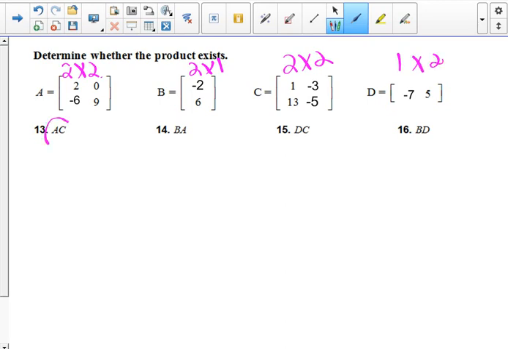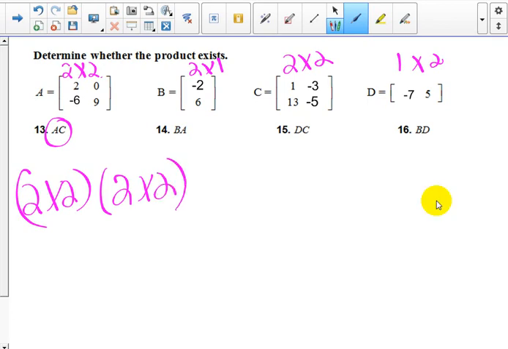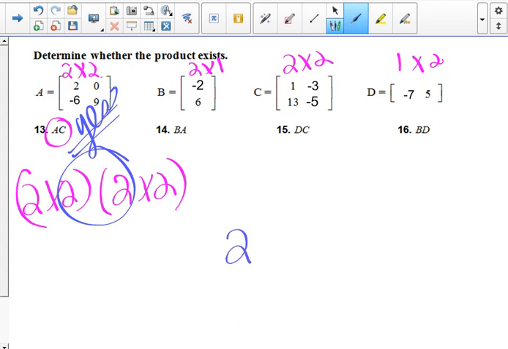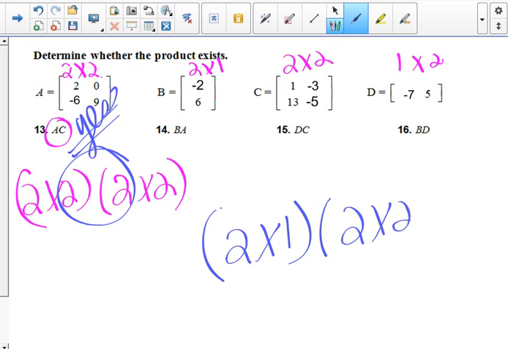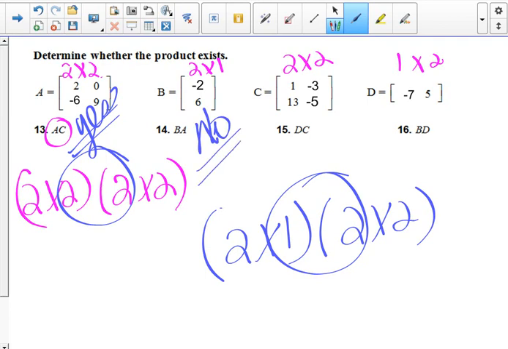So now, is A times C, do we have a product here? Does it exist? So you're going to go a 2 times 2, and times C, and C is a 2 times 2. Do those two middle numbers match? Yes. So yes, this one exists. How about B times A? We've got a 2 times 1, and A is a 2 times 2. Do these two middle numbers match? So then there is no product that exists.